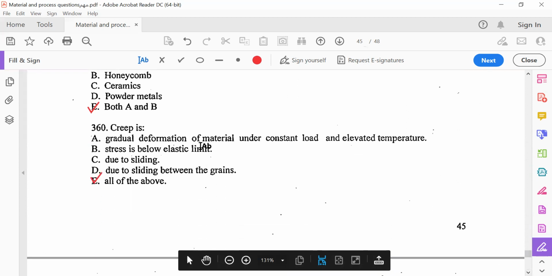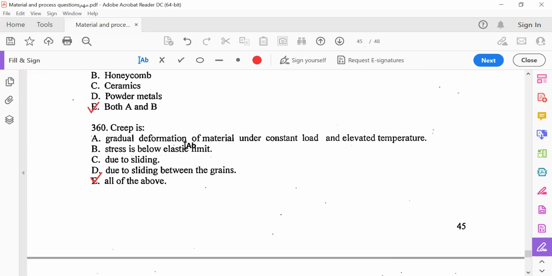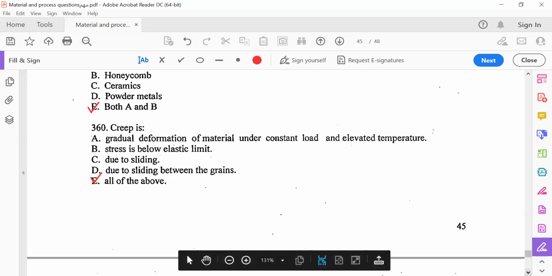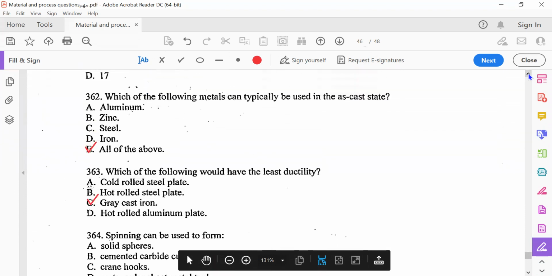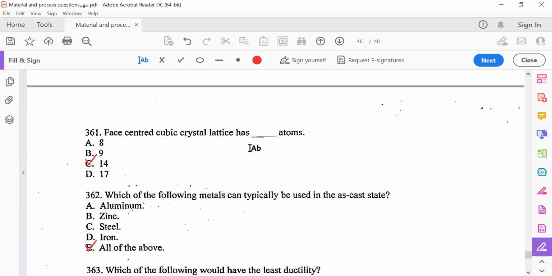Creep is gradual deformation of material under constant load and elevated temperature. Stress is below elastic limit, due to sliding between the grains at elevated temperature at constant load below elastic limit. Face-centered cubic crystal lattice: so 8 at the corner, 6 at the face, 14.